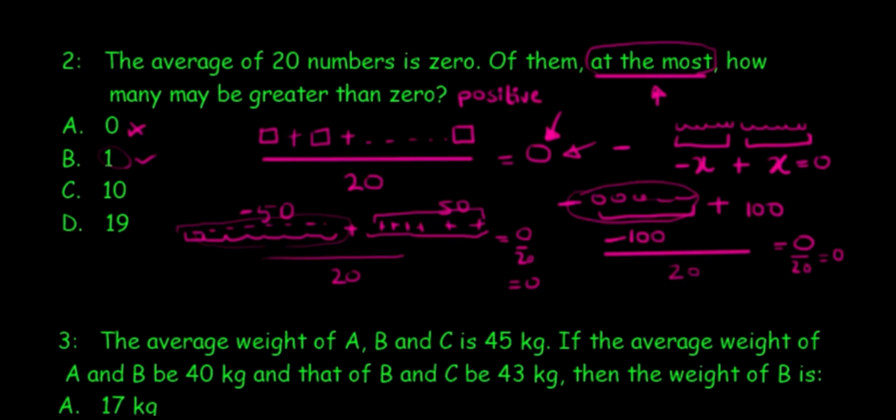Every time you do the sum of those 20 numbers and you end up getting a 0, that means the average is going to be a 0. So I could have 10 numbers that are negative and 10 numbers that are positive. I could have 19 numbers that are negative and just one number that's positive. Let's say I have a negative 100 plus 19 numbers, the sum of which I get to be 100.